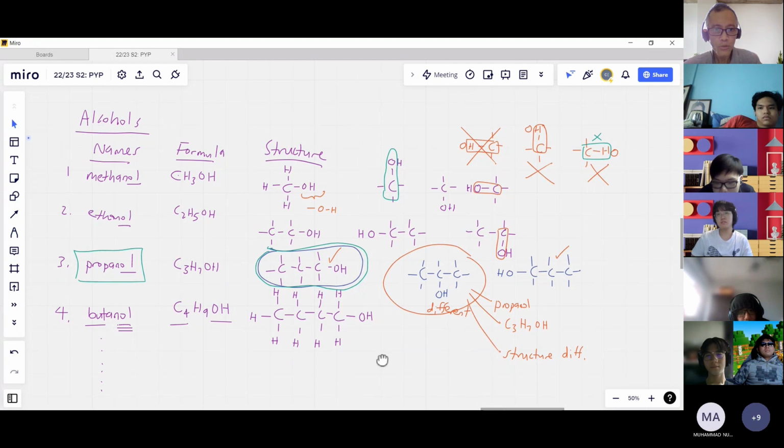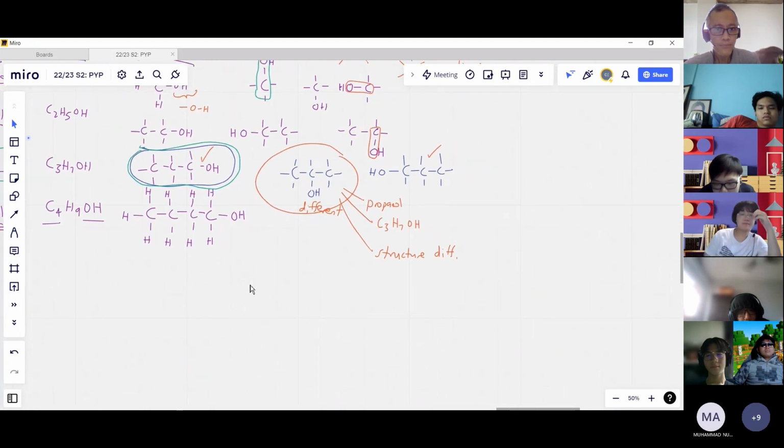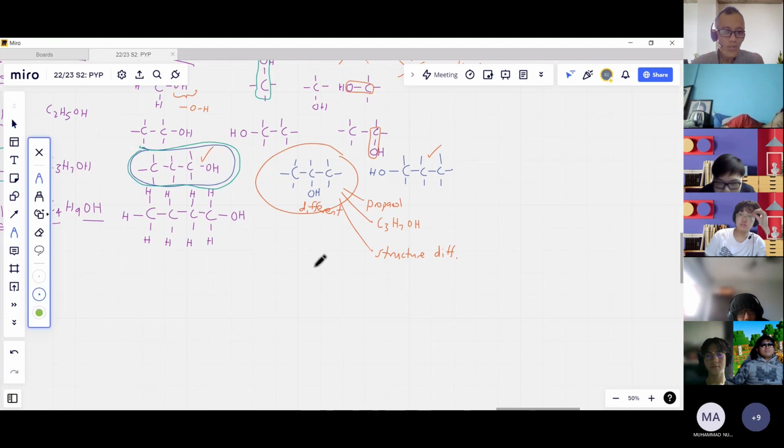Likewise for butanol. Look at butanol. Again, be very careful. This one is even worse. What if I have this? Same thing, I draw the 4 carbons first, then I add in an OH group here.